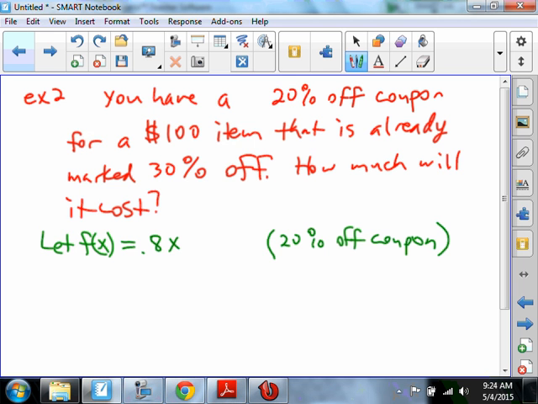What I'm also going to do then is let g of x equal 0.7x, and this represents that 30% off. Everybody with me there? Now at this store, you have this coupon, but it says the item's already marked 30% off. It's already marked 30% off.